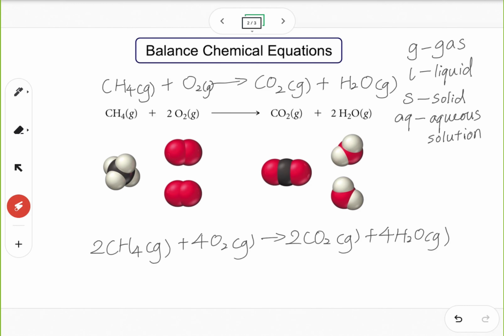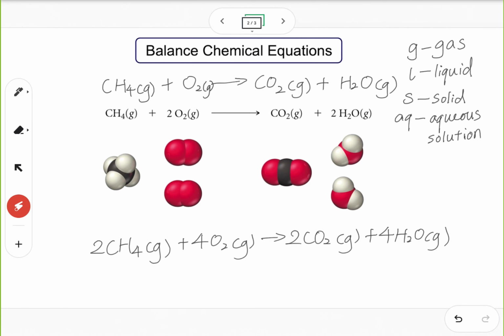Well, if you check the number of those atoms, they are balanced. But if you check those coefficients, the numbers in front of each compound, then you see that they are not the smallest integers. All of them can be divided by 2 to get 1, 2, 1, 2. So in order to be as simple as possible, we will use the smallest positive integer ratio for the reactants and products. So let's be careful about that.